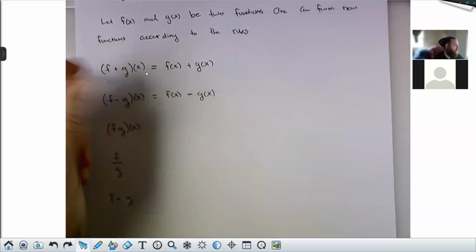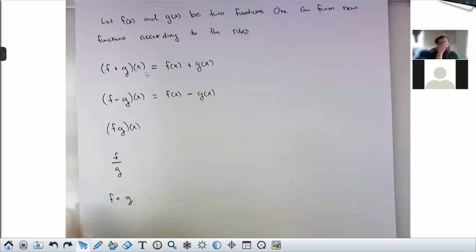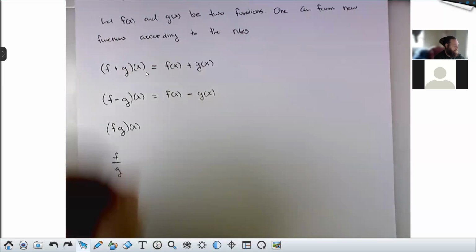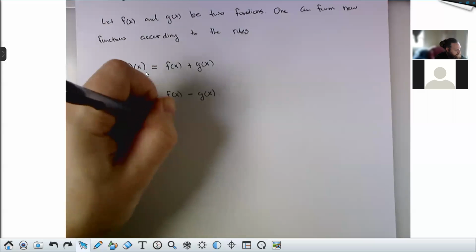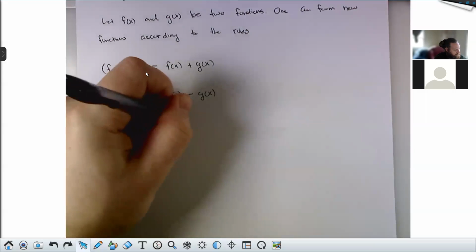F times g of x. Here's where the notation might surprise you a little bit. Just remember what this function is. It's f times g. So what should f times g of x be? Well, it's the product of the functions f and g. So it should be f of x times g of x.